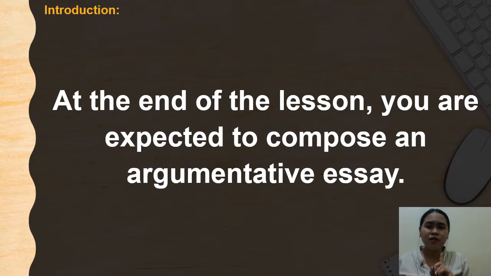Remember, the first thing we need to do is to have a topic, and when you have identified your topic, you have to research about it and then decide which side you are going to support. So hopefully you still remember the things we talked about last week because you're going to use it as you compose your own argumentative essay. Remember, your own argumentative essay, not copy paste from the internet, not copy paste from your classmates.